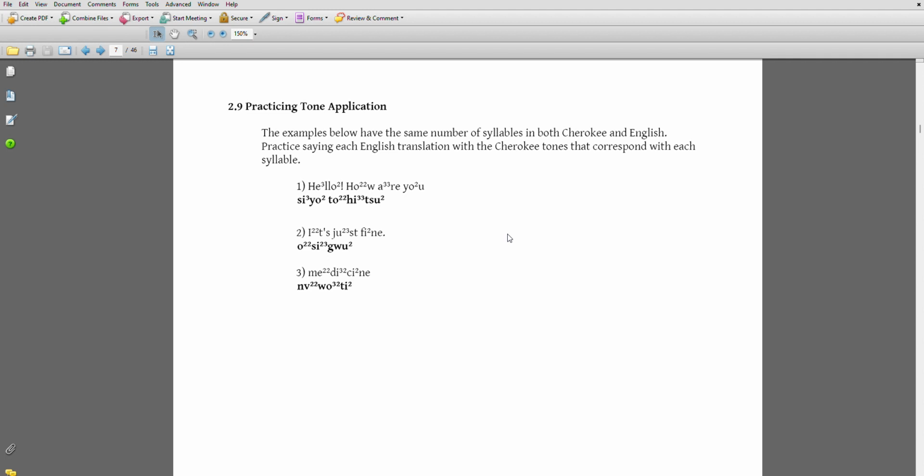Number 2, o sequel. O sequel. That's like saying just fine. O si, fine, and gu, just. O sequel, just fine. So it's just fine. Now that does sound awkward, but it's the way we would use the tone sequence in Cherokee. Number 3, nawoti. Nawoti. Medicine.